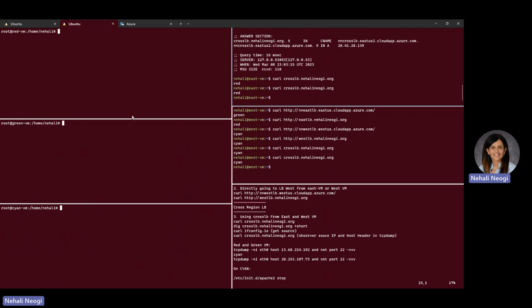So let's look at the source IP when we do the curl commands. Let's see what the downstream VMs see as the source IP.